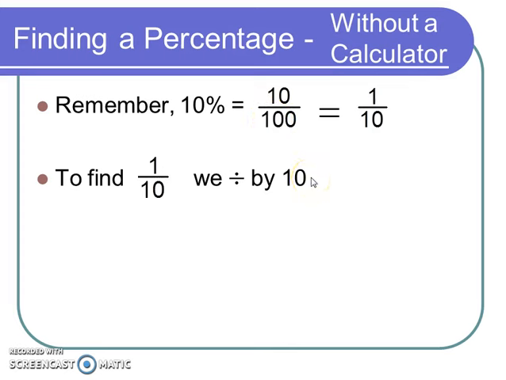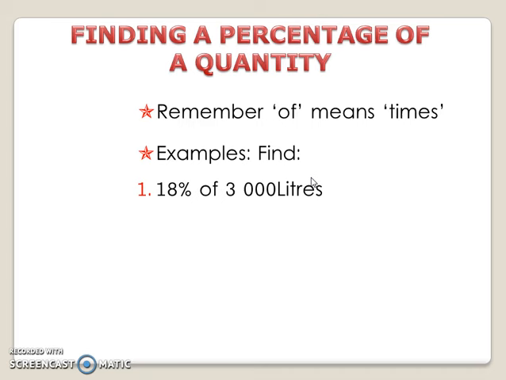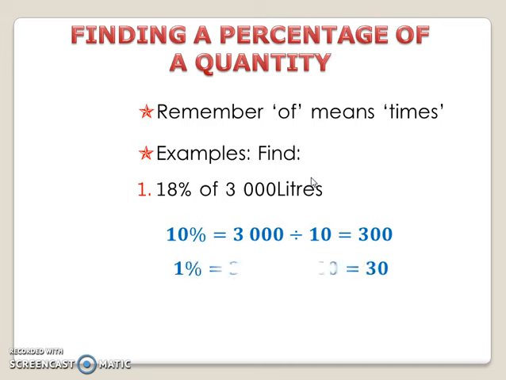So if we divide by 10, we have 10% of whatever our amount is. Also, if we're finding our 1%, that's 1/100th of an amount, so that's like we're dividing by 100. That can help us when we don't have a calculator. So for this one, 10% of our 3,000 litres, we would get our 3,000 and divide it by 10 and say, okay, 10% is 300 litres. 1%, we would get our 3,000 divided by 100 and get our 30 litres.